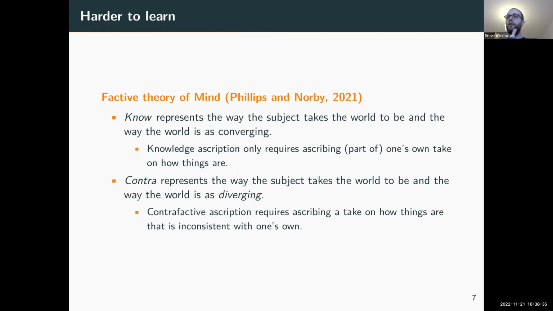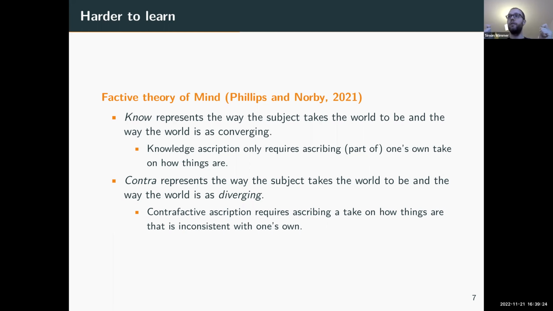With a contrafactive, however, a contrafactive like contra, Umut contras that it's raining, represents the way the subject, in this case Umut, takes the world to be and the way the world is as diverging. After all, Umut has a wrong belief about whether it's raining. And so contrafactive ascription requires ascribing a take to Umut, for example, on how things are, that is inconsistent with my own, because I take that to be false. I take it to be false that it is raining by using the contrafactive. And so my take on how things are, it's raining, versus Umut's take on how things are, it's not raining, diverge. And so we've got to have a more sophisticated capacity for ascribing mental states in order to ascribe contrafactives than in order to ascribe factives.